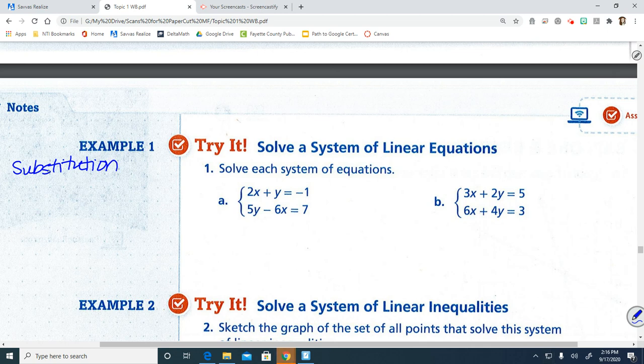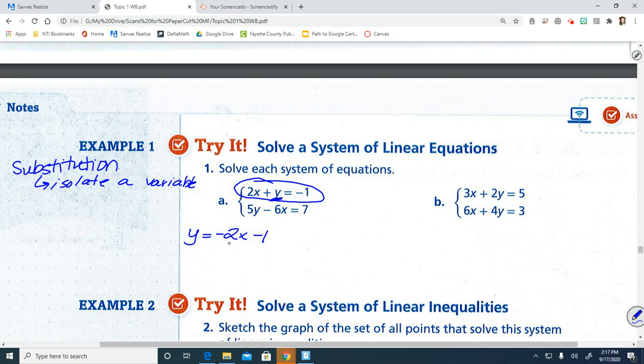And a hint to me that I should pick the substitution method is that you look at the equation and you see a variable all by itself, or one that you could isolate easily. So with substitution, you need to isolate a variable. So I'm going to isolate the y here. So I'll have y equals, I'm going to subtract the 2x on both sides. So y equals negative 2x minus 1.